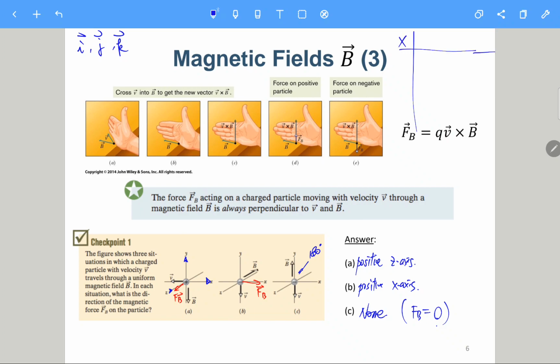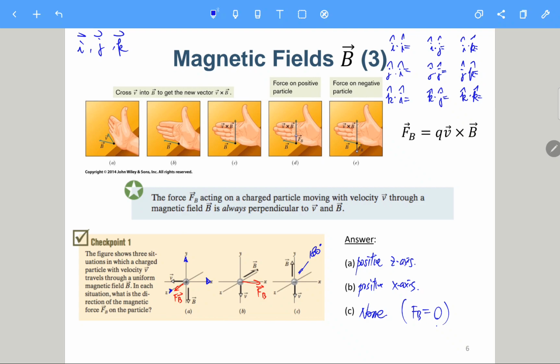Let me write it here. If we have cross and then we have i, j, k, not so good to write it like this. Maybe we can write it as i cross i, then i cross j, i cross k, and then j cross i, j cross j, j cross k, k cross i, k cross j, k cross k. So we totally have 9 identities.